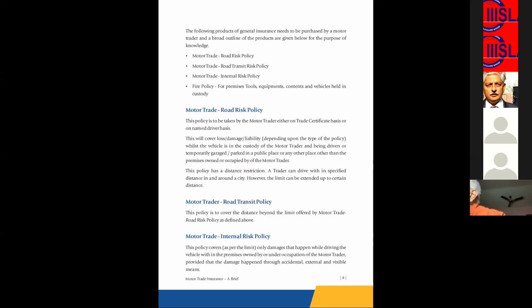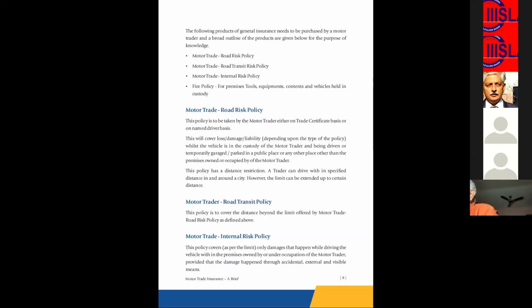Either it can be given on a trade certificate basis or on a named driver basis. This product will cover loss or damage or liability depending upon the type of policy, while the vehicle is in the custody of the motor trader, either being driven or temporarily garaged, parked in a public place or any other place other than the premises owned by the trader.